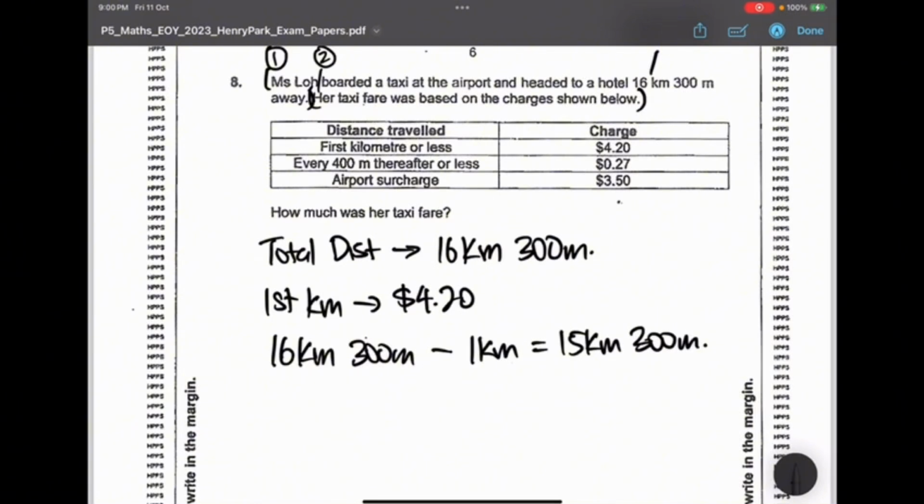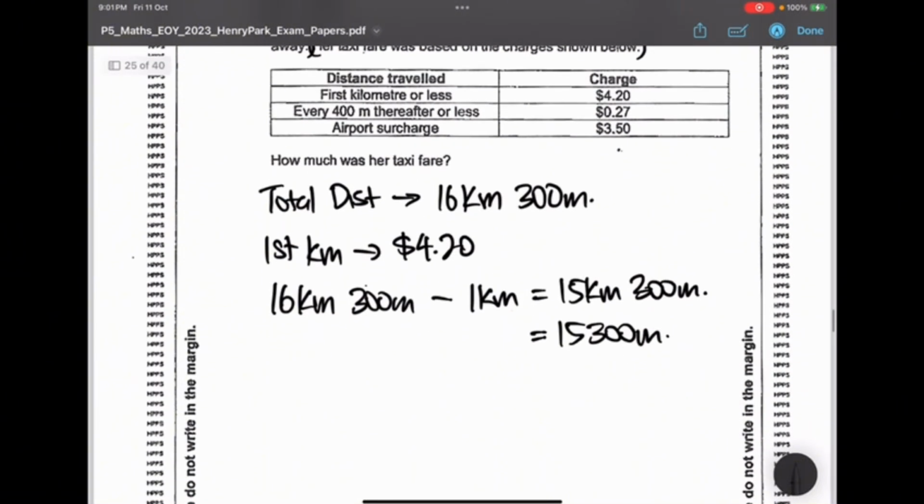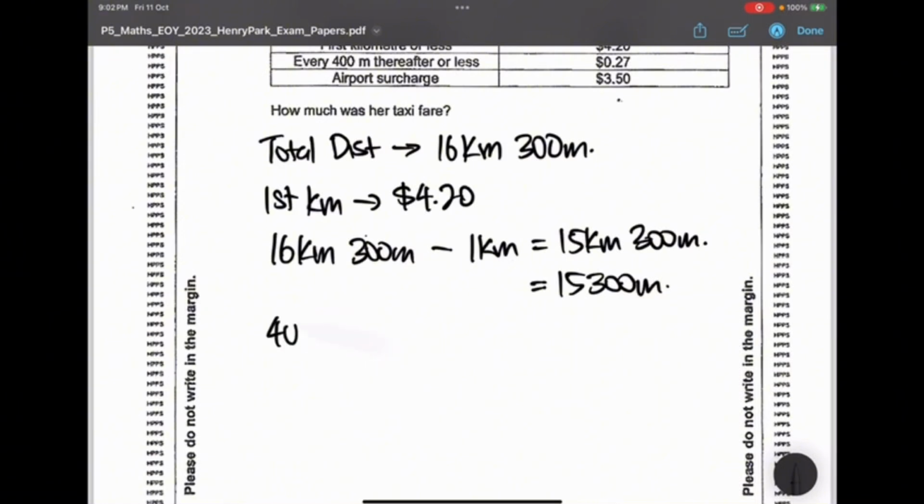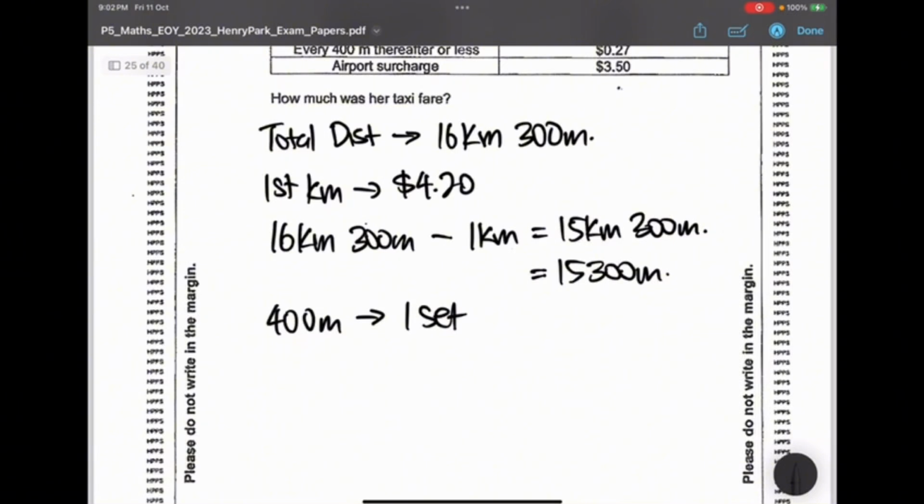Now looking at the second row of the table, it says every 400 meter thereafter or less, you have to pay a charge of 27 cents. What I want to do is to convert all of this into meters. Alright? So that would be 15,300 meters. Now what I can do is to apply this concept called number of sets. What I want to do now is to make my 400 meters one set. Alright, if 400 meters equals to 1 set, how many sets is 15,300 meters?